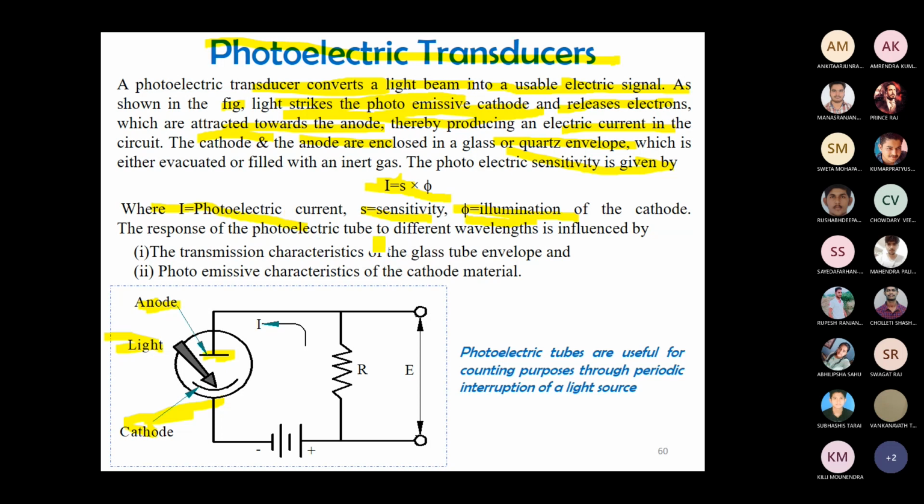The response of the photoelectric tube to different wavelengths is influenced by the transmission characteristics of the glass tube envelope and the photo emission characteristic of the cathode material. So these are the most important points.